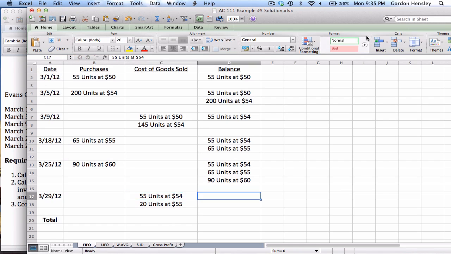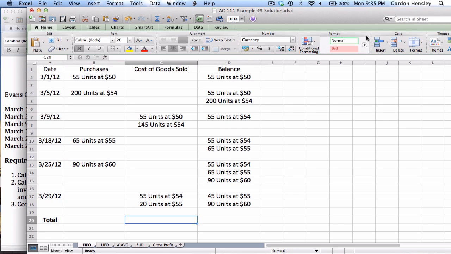So what's that going to do to my layers? Well, the first layer is totally gone. The second layer, I had 65 units at 55. Well, 20 of those are gone. So I only have 45 units at 55. And I still have the 90 units at 60. I didn't take any of those out. So that's how things look at the end of the 29th.